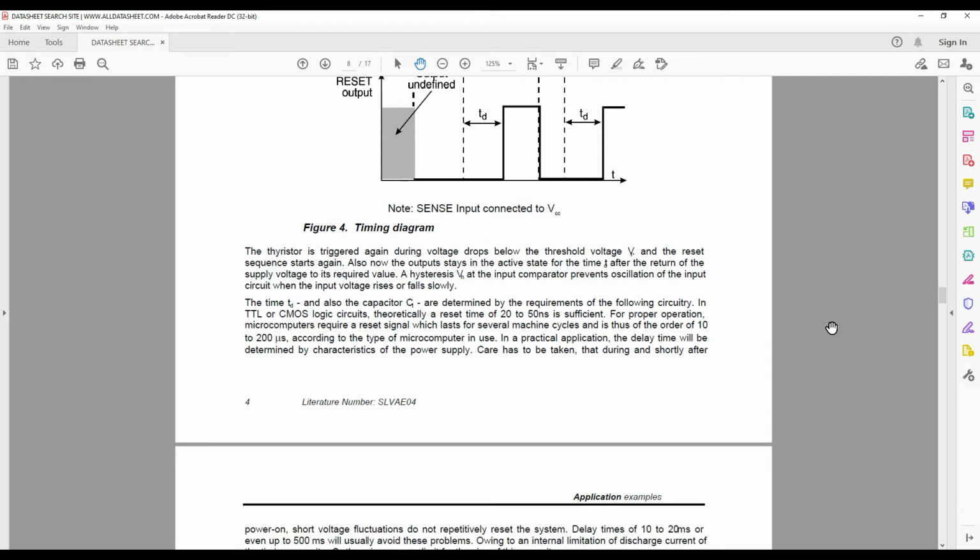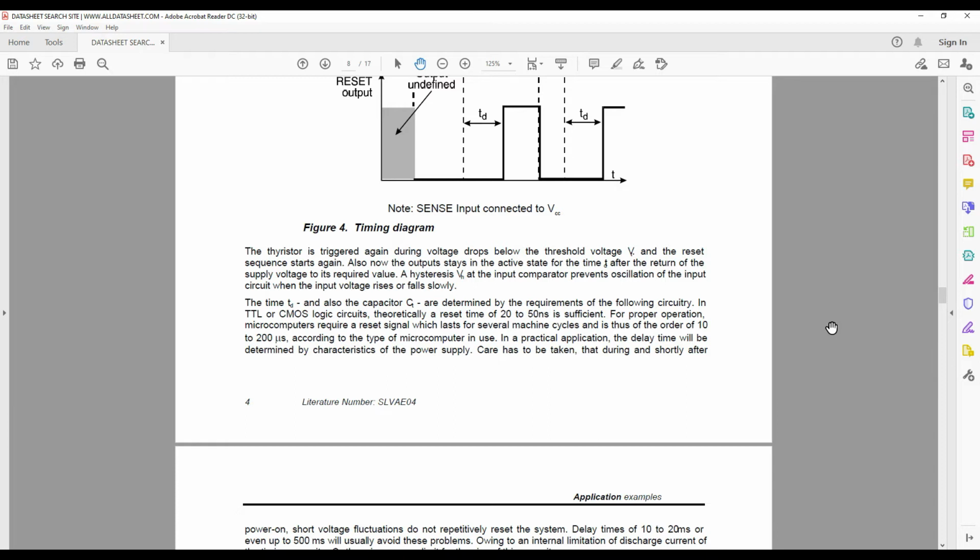The thyristor is triggered again when the voltage drops below the threshold voltage, and the reset sequence starts again. Also now the output stays in the active state for the time t after the return of the supply voltage to its required value. A hysteresis VH at the input comparator prevents oscillation of the input circuit when the input voltage rises or falls slowly.